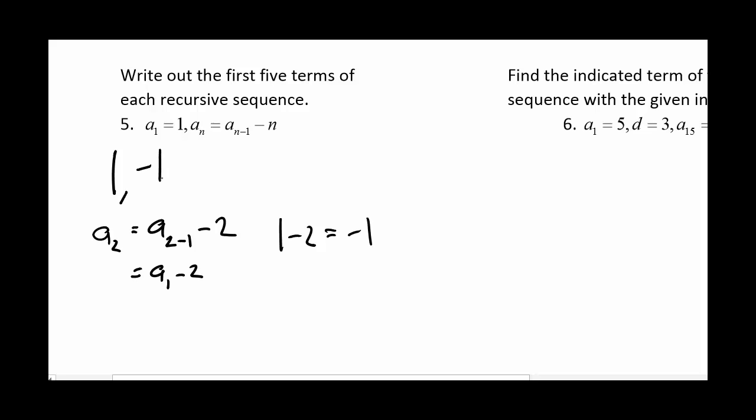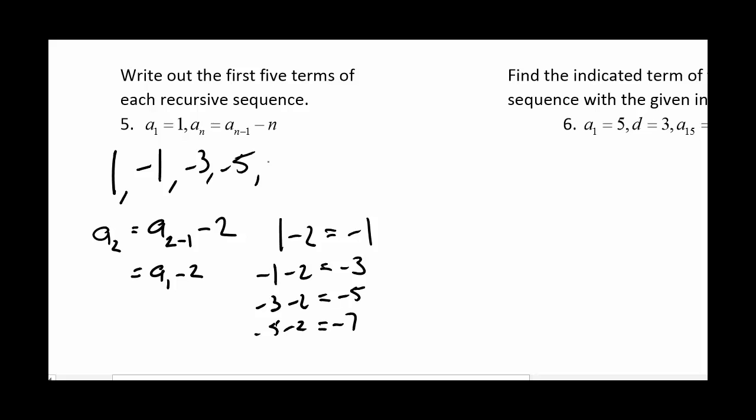Okay. So what's going to happen next is every number after this I'm just going to subtract 2 from. So negative 1 minus 2 is negative 3. Negative 3 minus 2 is negative 5. So you need one more. Negative 5 minus 2 is negative 7. Okay, so those are the first 5 numbers of that pattern.